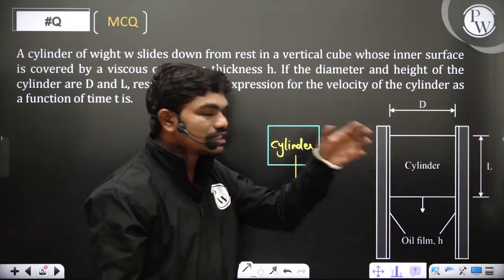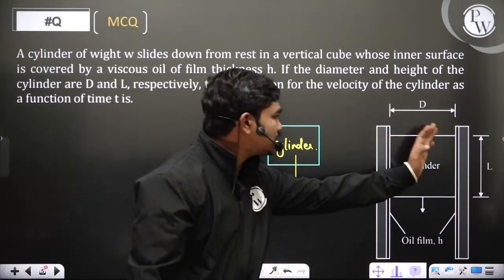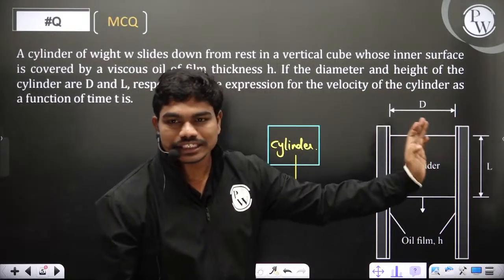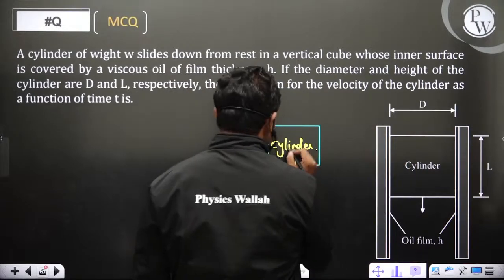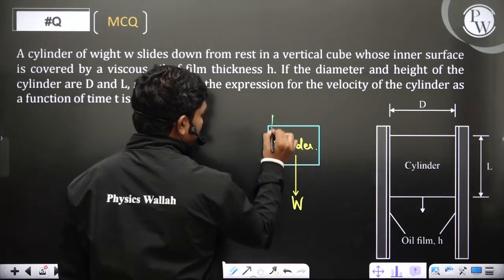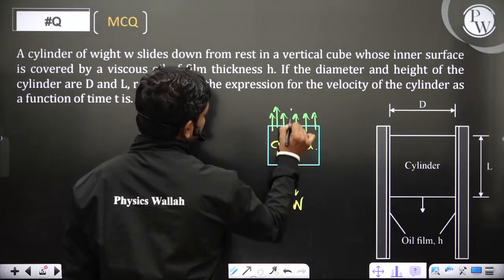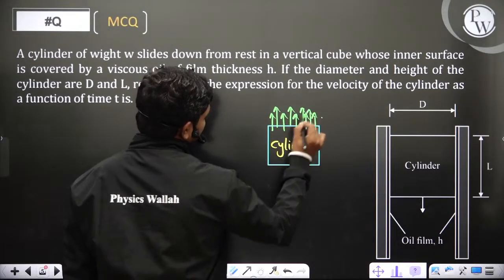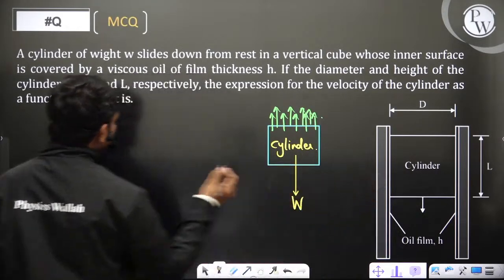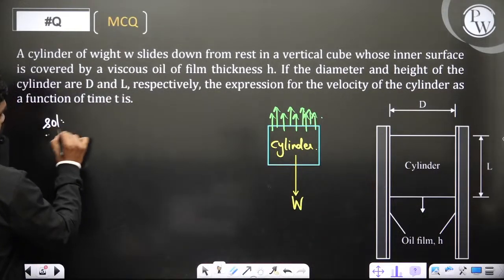So if this cylinder is actually moving in a sleeve, then this cylinder is surrounded by viscous fluid by all 360 degrees. That means the viscous force keeps acting at all these locations, at all the 360 degrees. Now you can see definitely these are the only two forces which are responsible for motion.